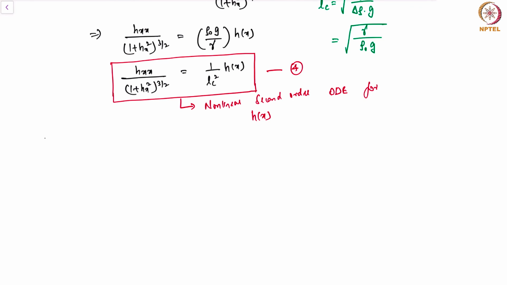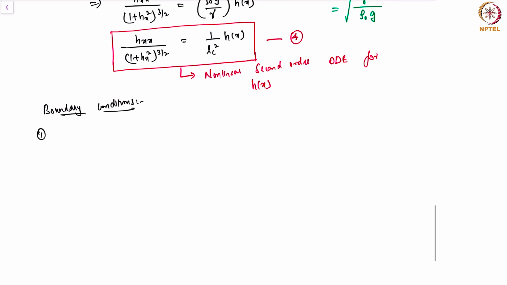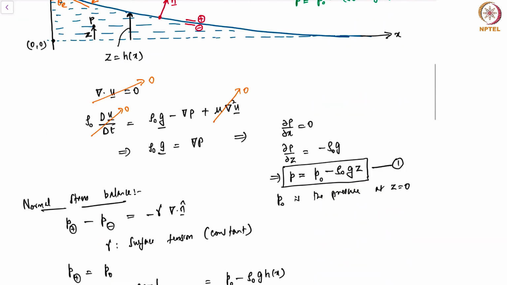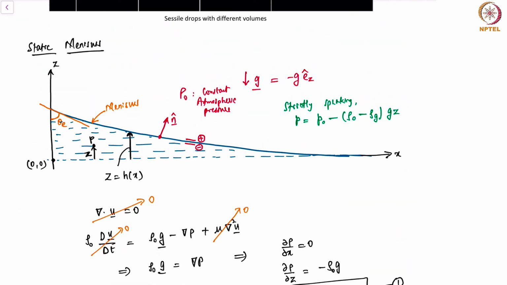So the first boundary condition could be, I could say at x equal to 0. Recall what is x equal to 0. X is basically varying in the horizontal, so x equal to 0 is really the vertical wall. And note that when x equal to 0, the meniscus is meeting the plate. So my plate is, this is my plate here. The meniscus is meeting the plate with an angle of theta e.